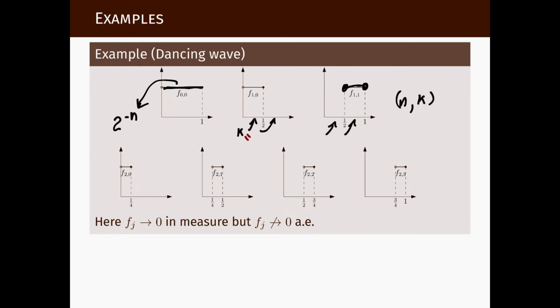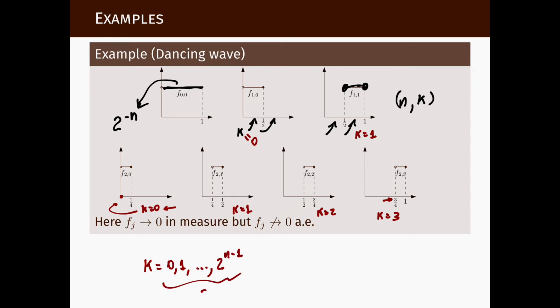And here we would take k equals 0, and here k equals 1, and here k equals 0, k equals 1, k equals 2, k equals 3. So this 3 here is the 3 that we see here in the numerator, whereas the 0 here is just the starting point of the interval. So you see that k goes from 0 until 2 to the n minus 1. So there are in total 2 to the n such bits. And once we are done with all these k's, then what we do is we increase n.